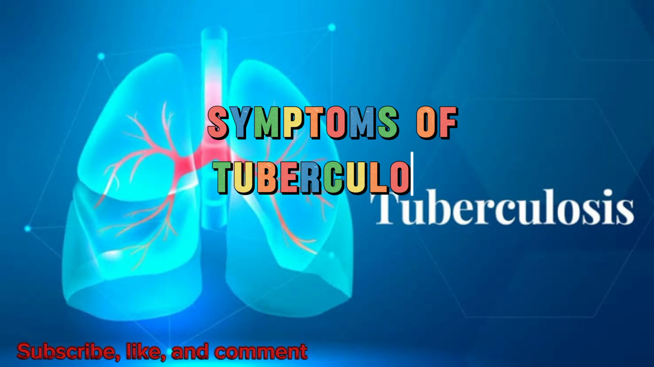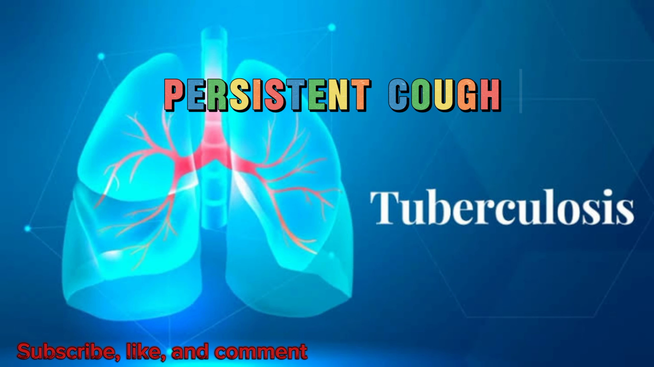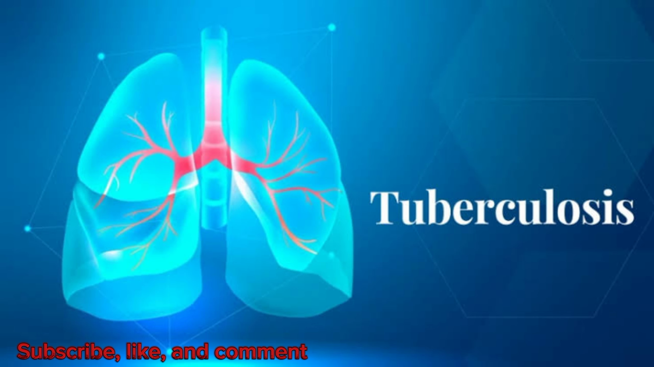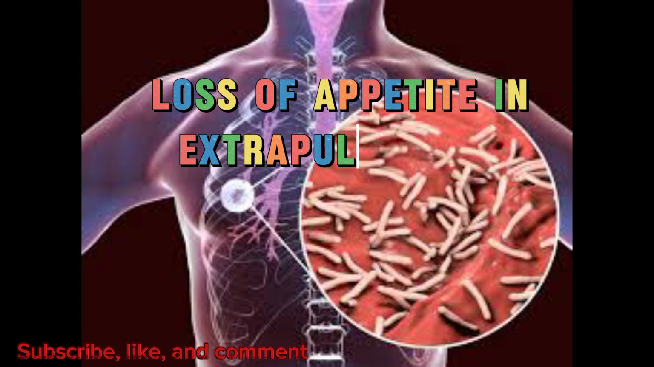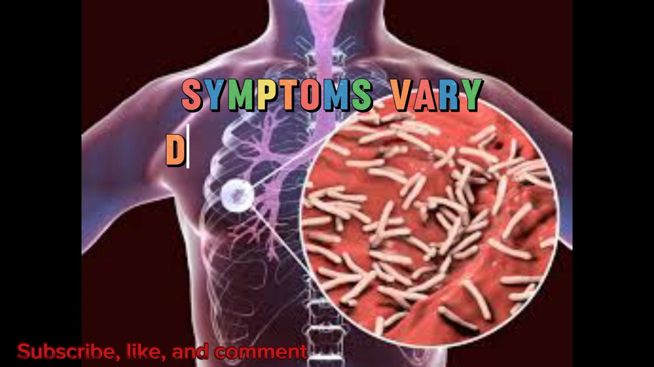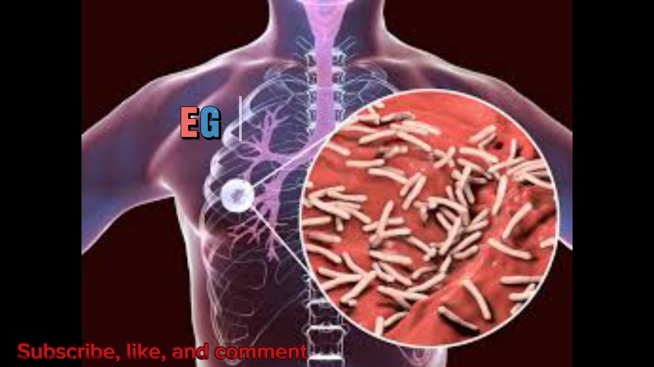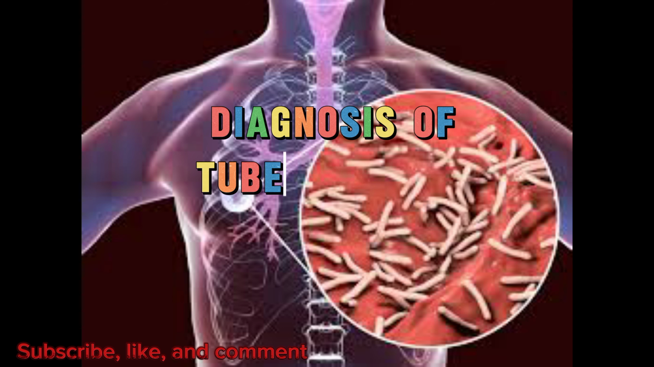Symptoms of tuberculosis. Persistent cough lasting more than 3 weeks. Chest pain. Hemoptysis, coughing up blood. Unexplained weight loss. Severe fatigue and weakness. Night sweats. Fever and chills. Loss of appetite. In extrapulmonary TB, symptoms vary depending on the affected organ, e.g., back pain in spinal TB, headache in TB meningitis.